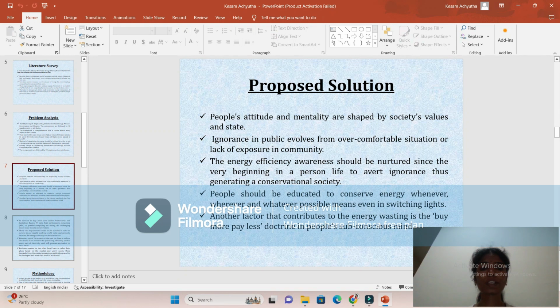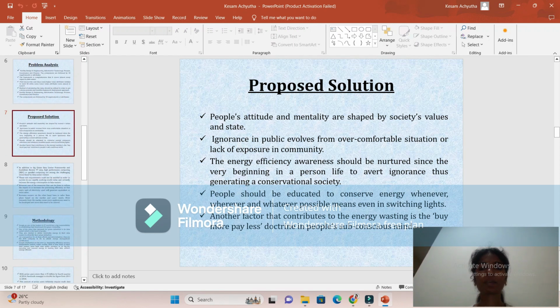This is the proposed solution. People's attitude and mentality are shaped by society's values and state. Ignorance in the public evolves from comfortable situations and lack of exposure in the community. Energy efficiency awareness should be nurtured from the very beginning in a person's life to avoid ignorance, thus generating a conscientious society. People should be educated to conserve energy whenever and wherever possible, such as by switching off lights.